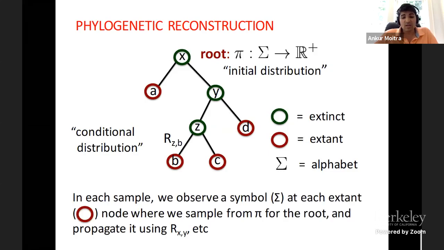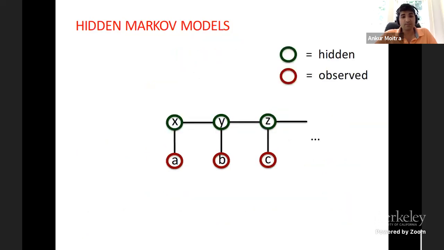And the question is, can we actually reconstruct this underlying tree and these transition matrices that describe these conditional distributions when all we get to do is push a button and get a sample? And each sample here, just to be precise, is really just a vector of symbols. The length of this vector represents the number of extant species, and that vector just describes which symbol we observe at each of the different leaf nodes in this tree.